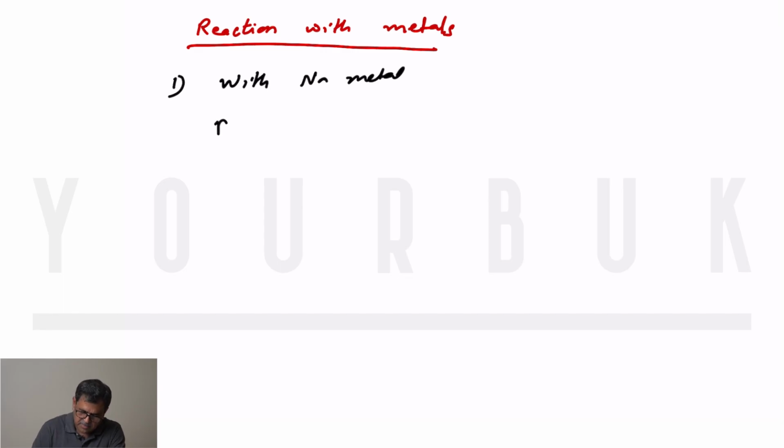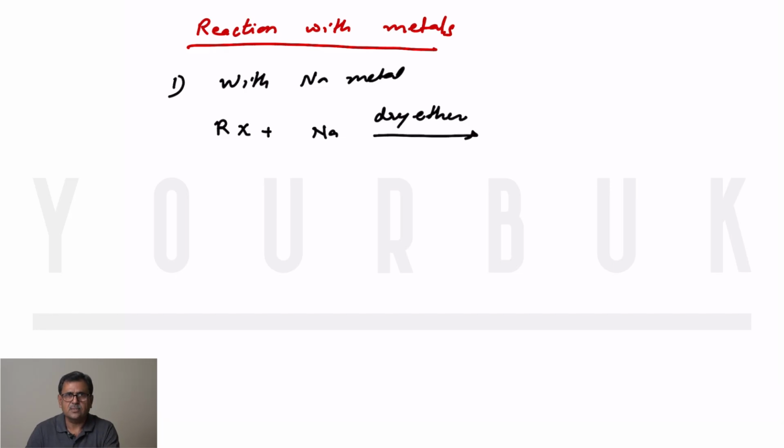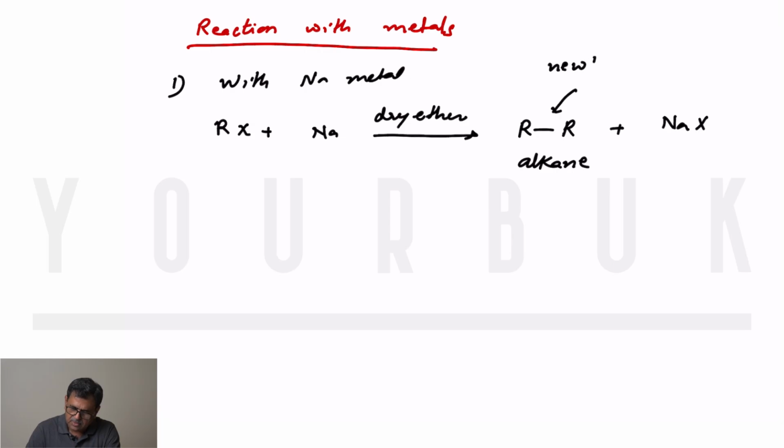Now haloalkanes on reaction with sodium metal in the presence of dry ether. Dry ether is used as a solvent, and dry ether means an anhydrous ether without water. It forms R-R. This is called alkane, and the side product is NaX. Now if you look at this final product alkane, the new bond has been formed between the alpha carbon atoms. So it always forms a new bond between the alpha carbon atoms.